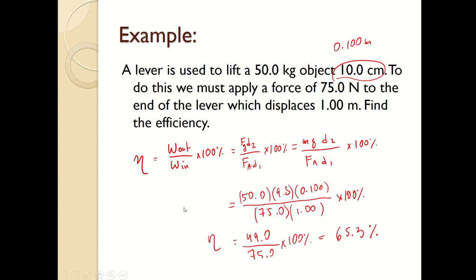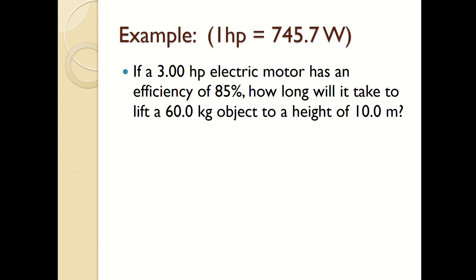All right, so what else can we do with this? Let's take a look at one more example. It says, if a 3 horsepower electric motor has an efficiency of 85%, how long will it take for it to lift a 60 kilogram object to a height of 10 meters? So in this case, what we have is horsepower as a unit. Horsepower is a unit of power, and it's a very old unit. It's been around probably for hundreds of years, if not thousands of years, because people have been using horses to do work since they domesticated the horse.